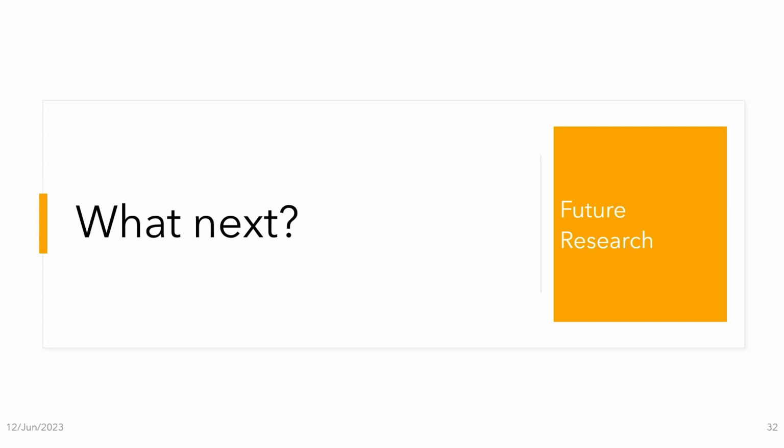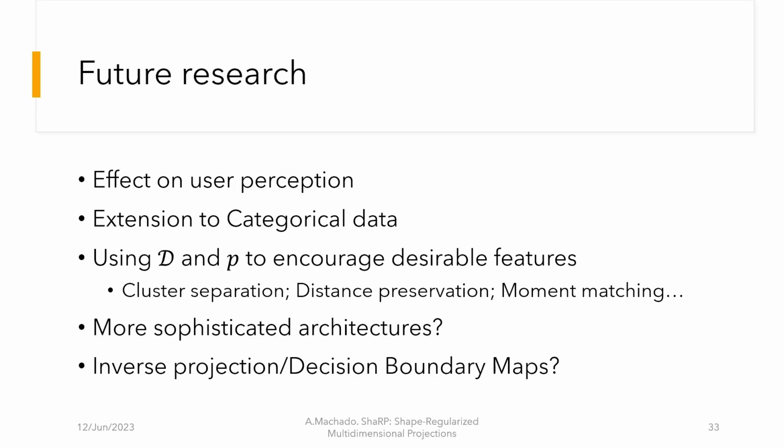This is all that we have done. And what next? What do we envision for this algorithm in terms of next steps? Well, we would like to research the effect of this new way of creating projections on user perception. We would also like to extend this algorithm to be able to handle categorical data. We would like to explore the possibilities of using these new hyperparameters to encourage some other desirable projection features, or using more sophisticated architectures because currently it's just a feed-forward neural network, and also investigating the inverse projection capabilities in terms of the generation of decision boundary maps.